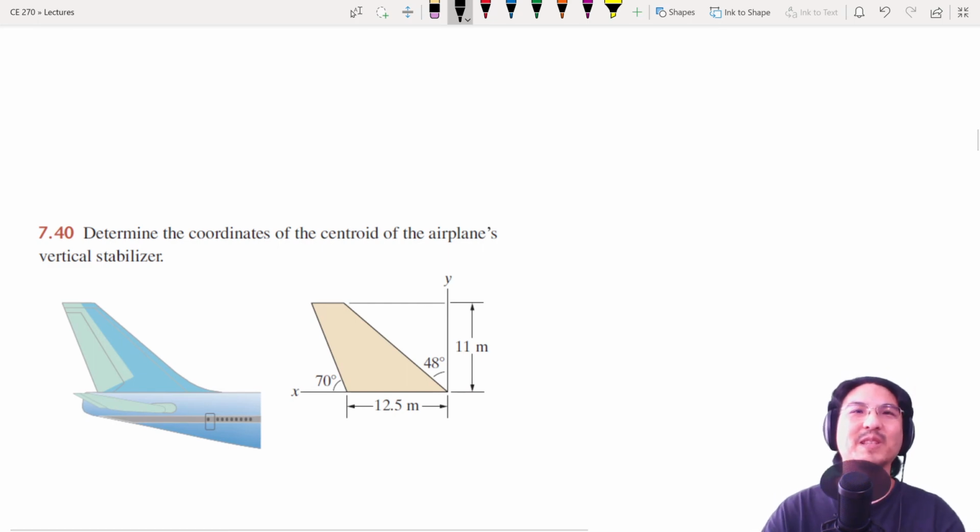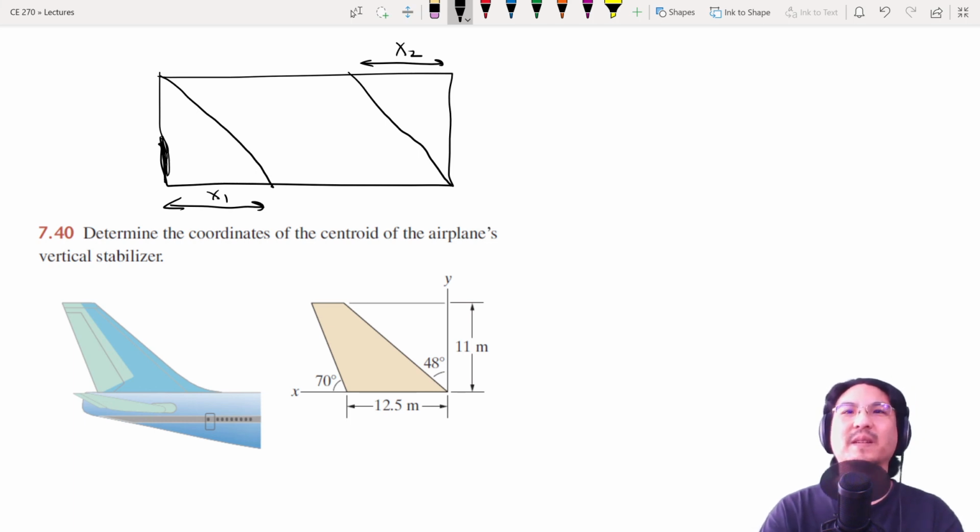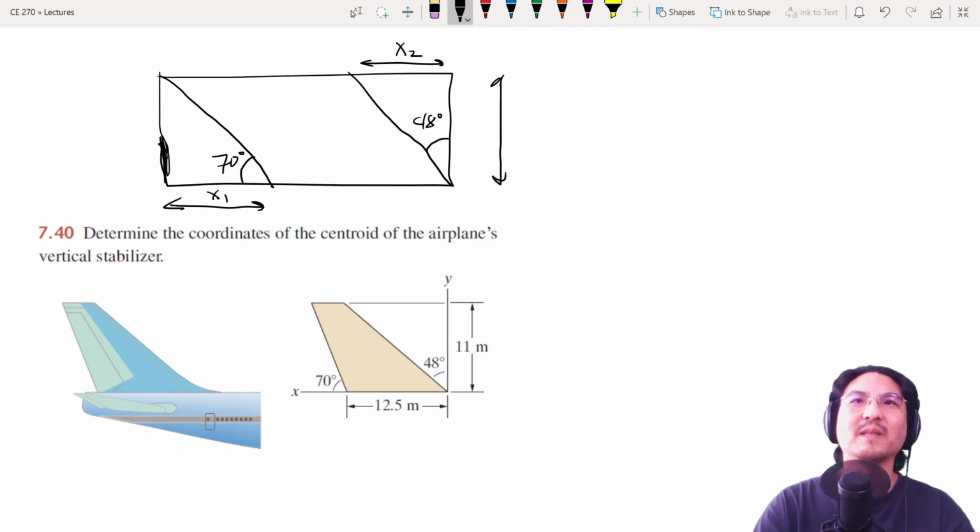So here we have a vertical stabilizer for an airplane. Where's the centroid? Okay, it looks to me like a rectangle with this triangular cutout and this other triangular cutout. For the rectangle, it's just in the middle. For the triangle, we're going to need this number, call this x1, and this number, call this x2. Okay, let's take a look. This angle is given, and this angle is given, and this is known.